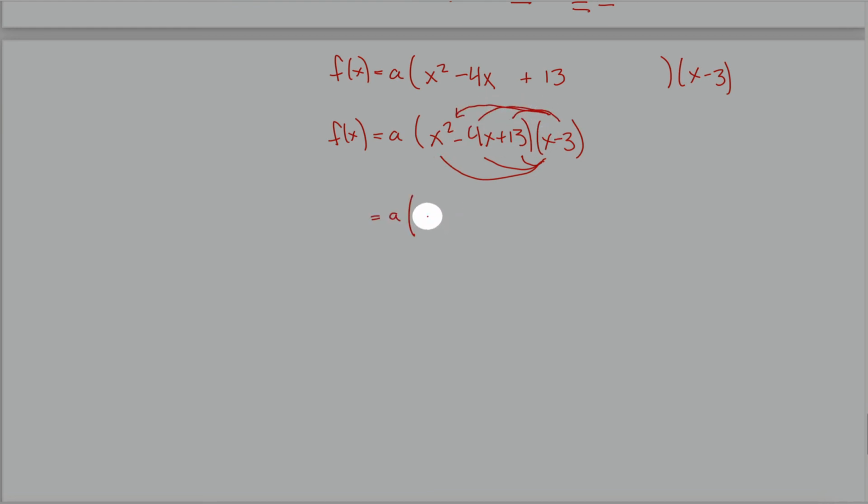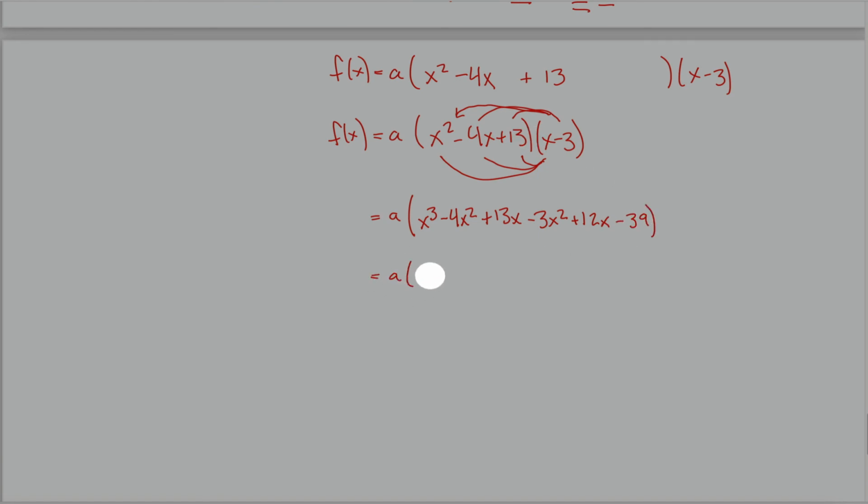So the x times the x squared gives me x cubed. The x times the negative 4x gives me negative 4x squared. And the x times the 13 gives me 13x. And then the negative 3 times the x squared gives me negative 3x squared. And the negative 3 times the negative 4x gives me positive 12x. And the negative 3 times the 13 gives me negative 39.